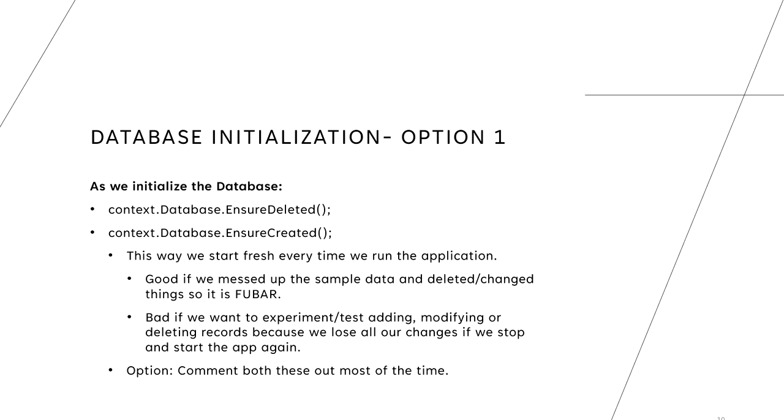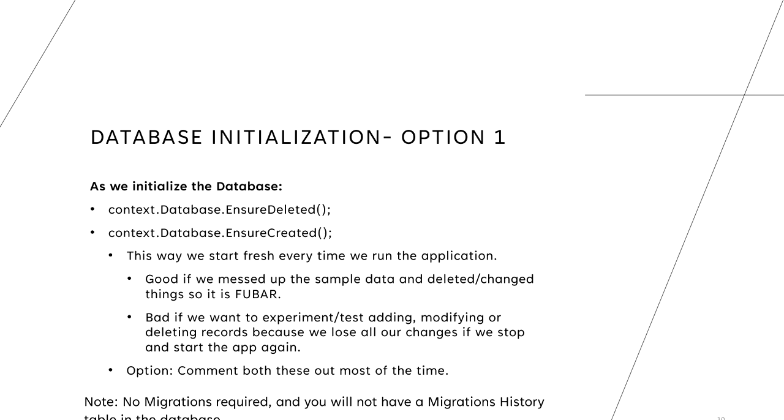If we stop running and start again, all of the changes that we've just made in our test scenarios are gone, because we're starting blank and fresh again. So any modifications we've made to data will also be lost. So what we might do is simply comment out those two commands, the ensure deleted and ensure created commands, and only if we need to start over again, remove the comments and allow them to execute and then start fresh because we intended to this time. That's one option you could do.